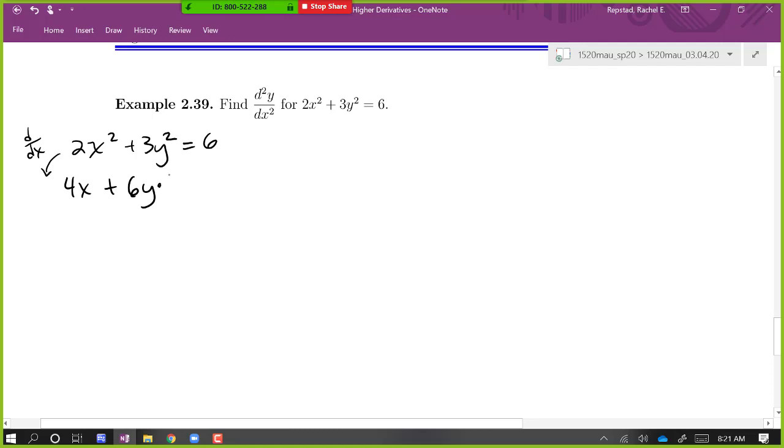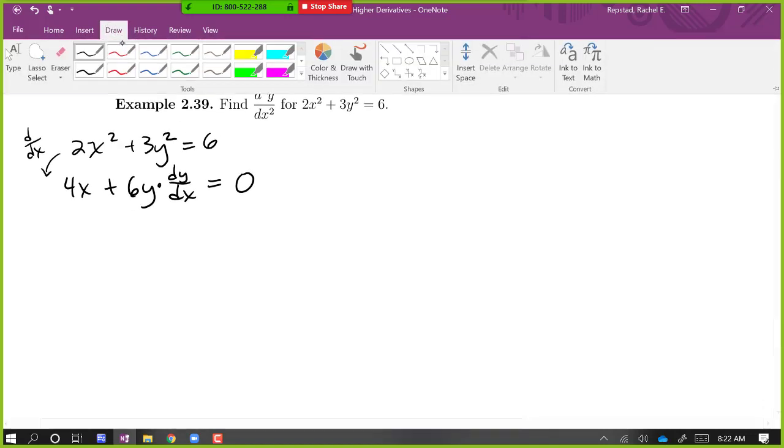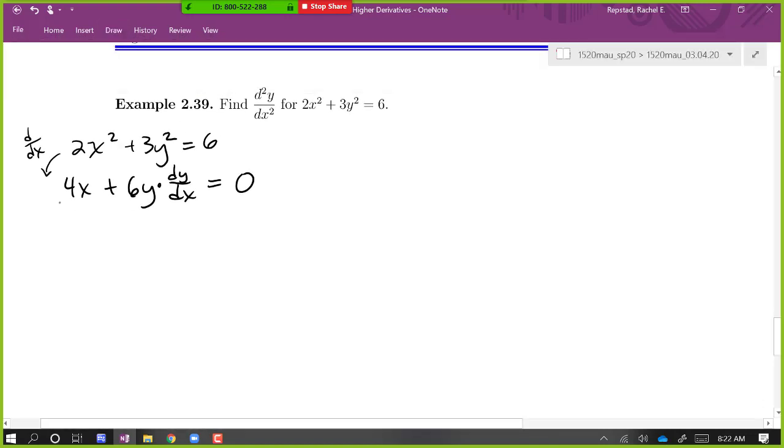Times what? Times dy. Yep. Perfect. Great. Now there's factors of 2 everywhere. Both these terms have a factor of 2, so I am going to just divide out by 2, just for simplifying purposes. If you left the factor of 2 in, that's fine.